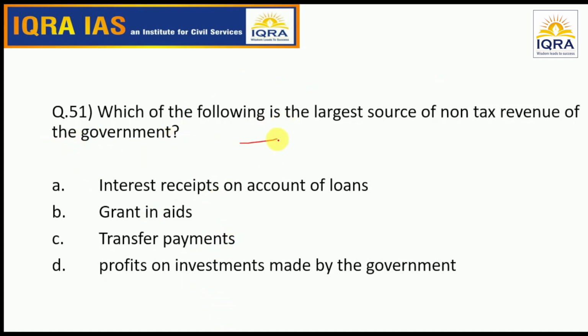Which of the following is the largest source of non-tax revenue of the government? Interest receipts on account of loans, grants and aids? No. Transfer payment? No. No. Interest receipts on account of loans.